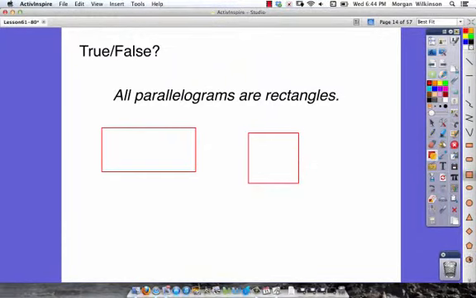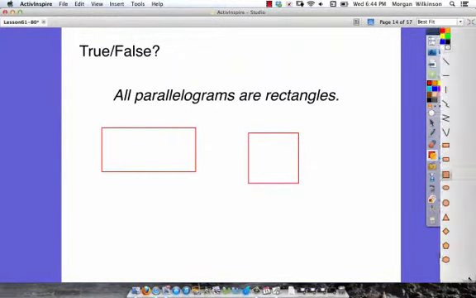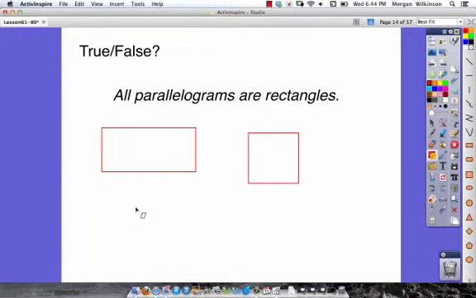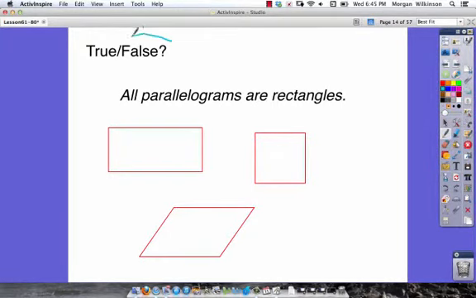But let's look at another. Let's go to our next page where we had our parallelogram. Let's look at this one. This is a parallelogram for sure. Two pairs of parallel sides. But there's no way that that's a rectangle because all of our angles are not equal to 90 degrees. So the answer to this question, we've just found it. It's false. There's no way that all parallelograms are rectangles. So we can circle it and move on to our next problem.